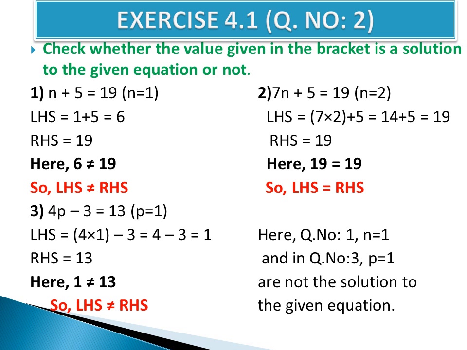So out of these 3 questions, just see that question number 1, n is equal to 1, and question number 3, p is equal to 1, are not solutions to the given equation. That means we are not getting LHS equal to RHS in question numbers 1 and 3. But in question number 2 we are getting LHS equal to RHS. So we can say that the value given in the bracket, that means n is equal to 2, is a solution to the given equation. That's all from here.